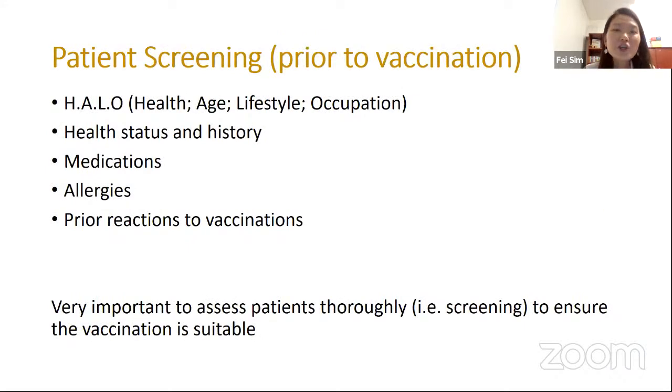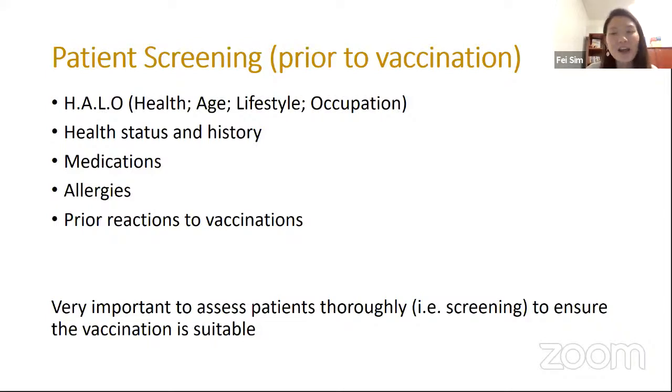So how do you determine if someone can be vaccinated? Not everybody can get a vaccine, because a vaccine is not safe for everybody. It is only safe for certain types of people. So when it comes to clinical knowledge, this is when a pharmacist will come in with their clinical knowledge to screen someone. Screening means you ask them a lot of questions to see if they will be suitable to get vaccinated. So in Australia, what we do is we follow the HALO, or H-A-L-O, procedure.